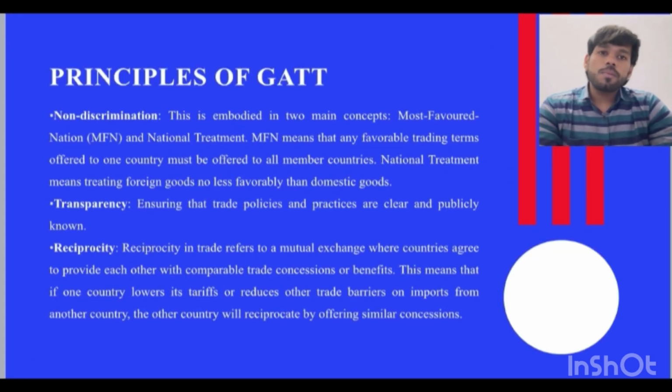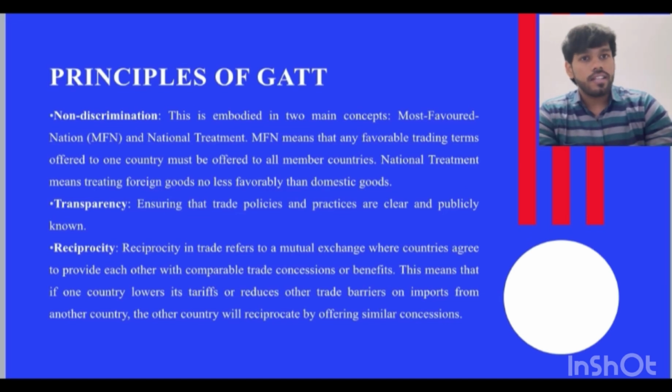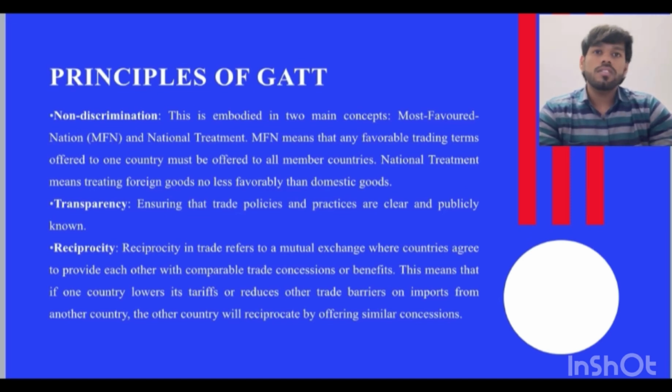Let us see the principles of GATT. The principles of GATT are non-discrimination, transparency, and reciprocity. Let us see non-discrimination first. This is embodied in two main concepts: most favored nation, MFN, and national treatment. MFN means that any favorable trading terms offered to one country must be offered to other member countries, whereas national treatment means treating foreign goods no less favorably than domestic goods. This is the non-discrimination principle.